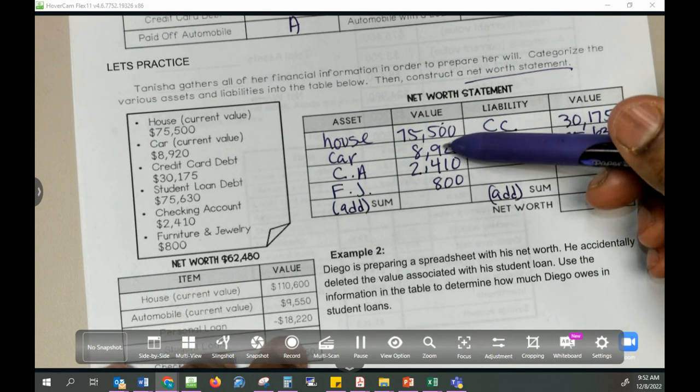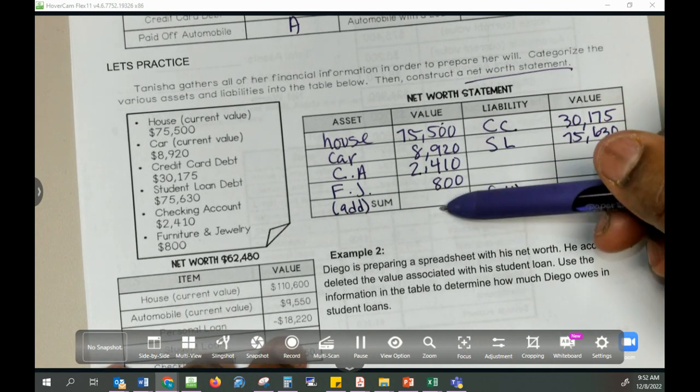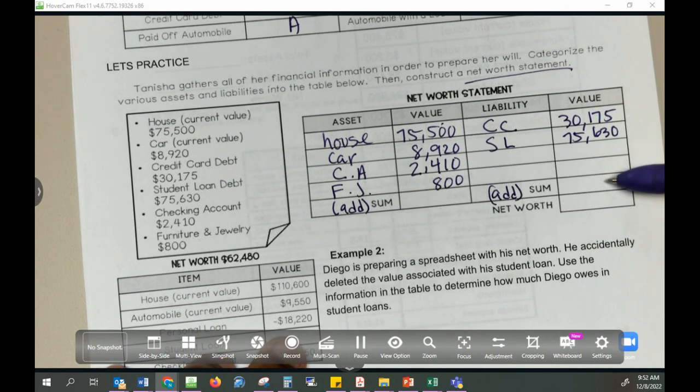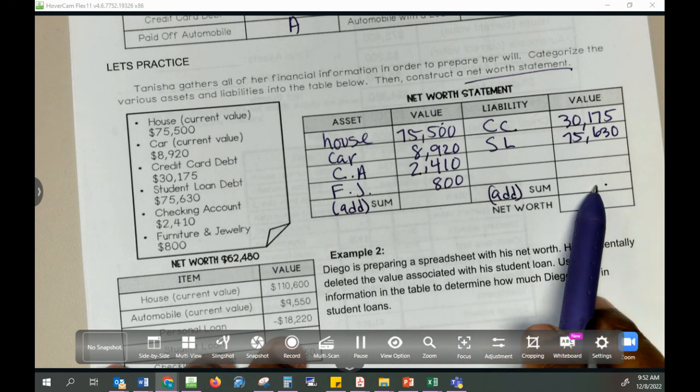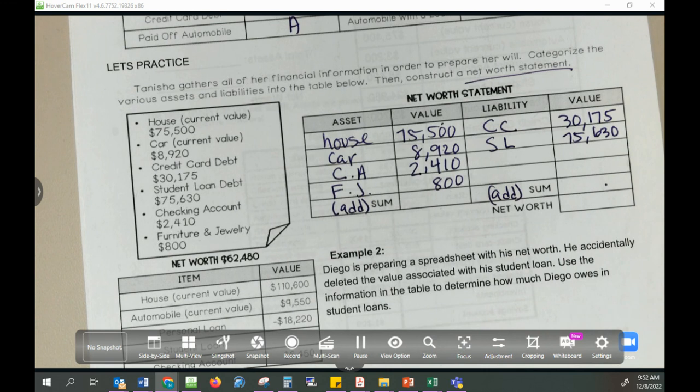So go ahead and add up her assets, and then we need to add up her liabilities. And you're going to write your values there. So take a second, add them up. Take a second and add them all up, please.